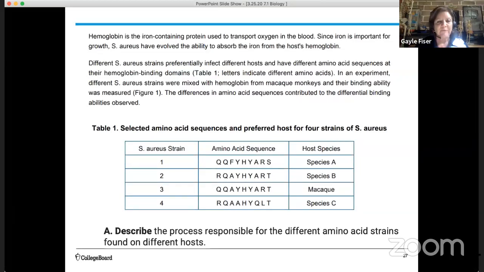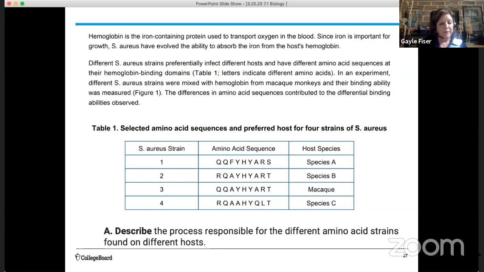Now that I'm reading that, I need to look at this table first. At the table, S. aureus strain, I see 4 strains, 1, 2, 3, 4, and I see an amino acid sequence, and you'll see some letters that you might not be familiar with representing amino acids, like the Q is glutamine. You don't need to know that right now, but it can't be G because there's already another G. Anyway, host species, you have species A, species B, macaque, species C. And what we see in this table is that strain 1 prefers host A, and strain 2 prefers B, strain 3 prefers macaque, and strain 4 prefers species C.